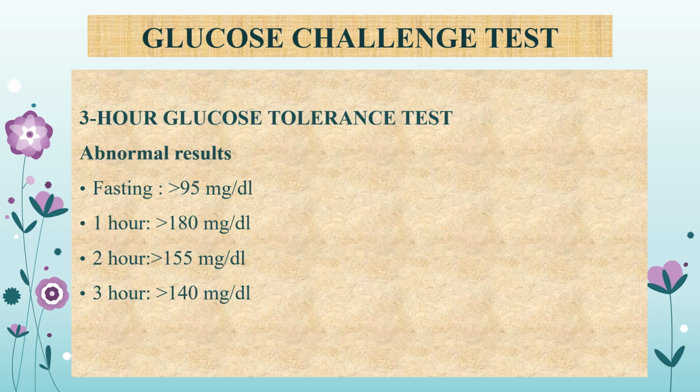So, the 3-hour glucose tolerance test abnormal results are: if the fasting glucose is more than 95 mg per dl, that is considered elevated. In the 1 hour, if it is more than 180, 2 hour more than 155, and in the 3 hour, if it is more than 140, this means that the woman is having gestational diabetes and we need to treat that gestational diabetes.